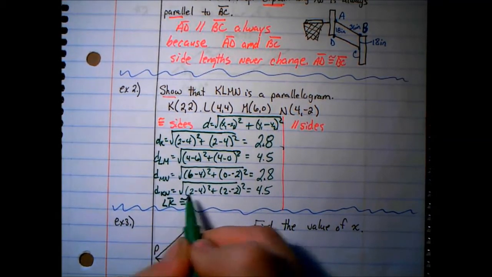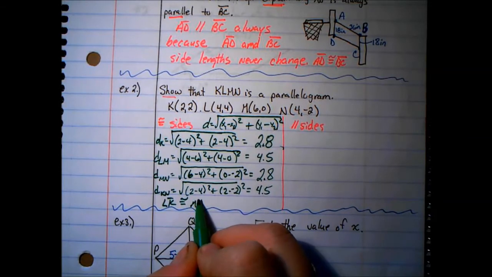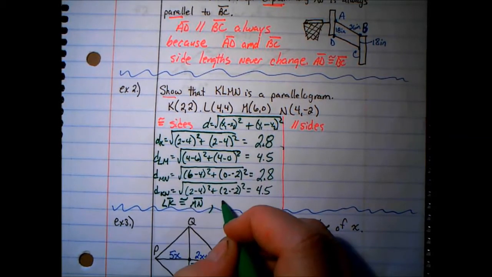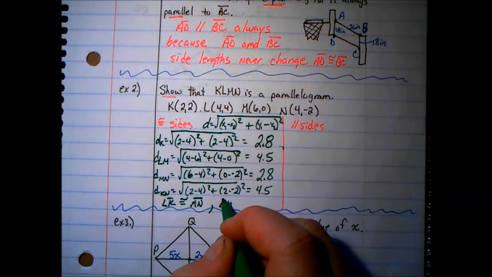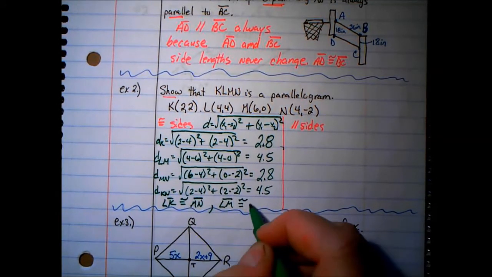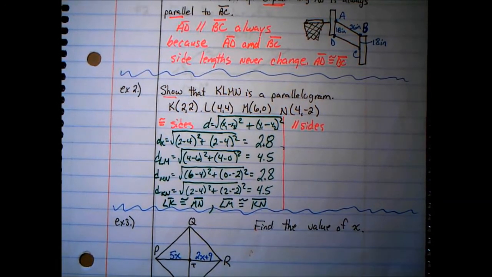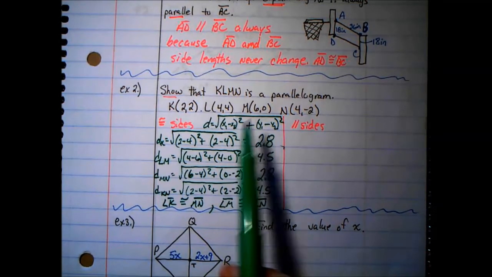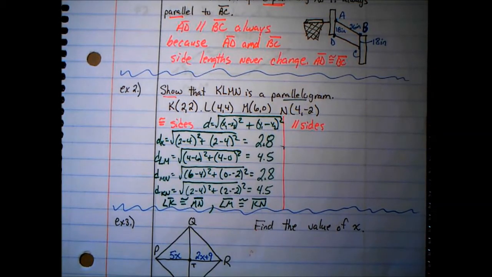So if I'm looking at my numbers, I can say that LK is congruent to MN. And I can also say that LM is congruent to KN. And knowing that opposite sides are congruent, that shows that this is a parallelogram.